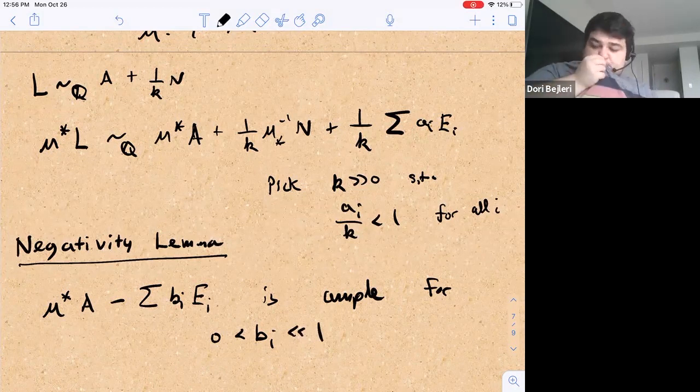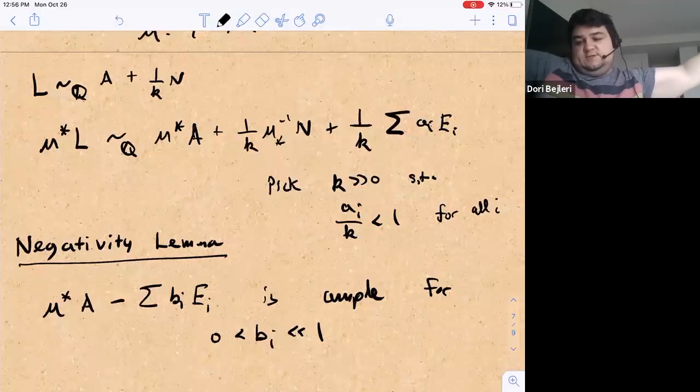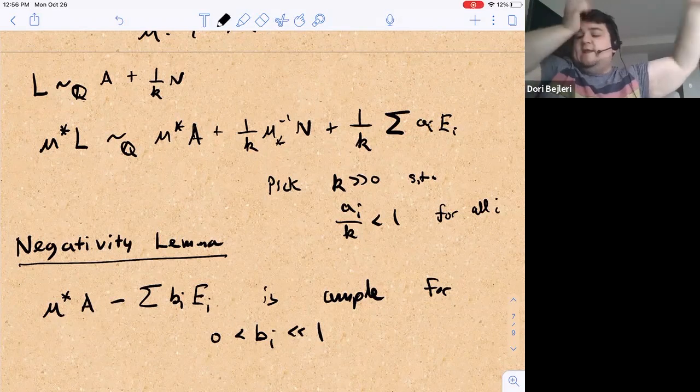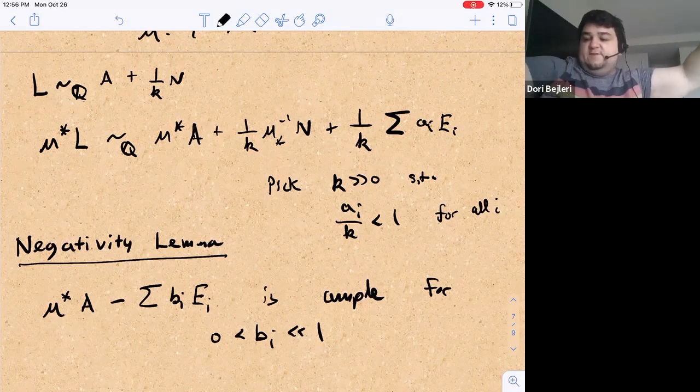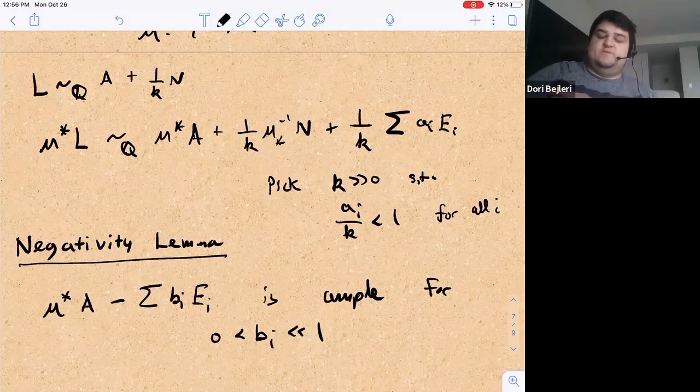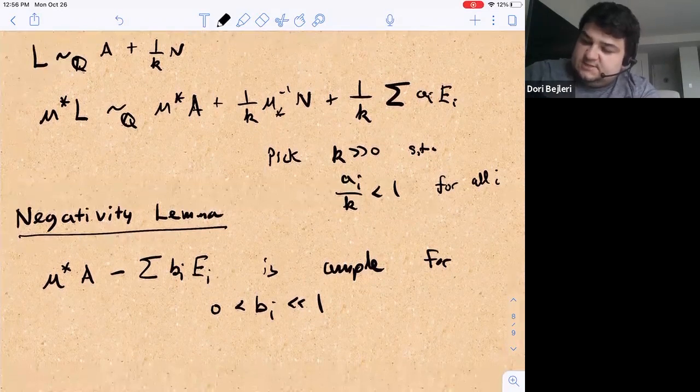Because mu upper star A intersects everything outside of the exceptional locus strictly positively by the projection formula, because I've pulled back an ample. And it intersects curves that are in the exceptional divisors to be 0, but the negativity lemma tells us that the exceptionals intersect curves inside of them strictly negatively. And so if we subtract off a very small amount of the exceptionals, then every curve will intersect strictly positively. And so now we just fudge this expansion with these b_i.